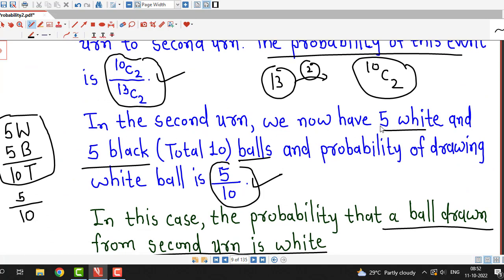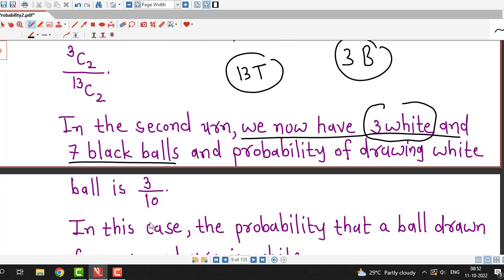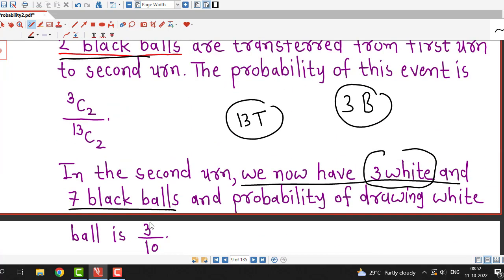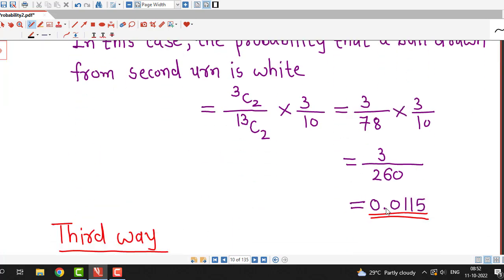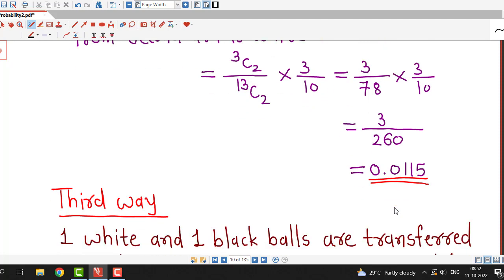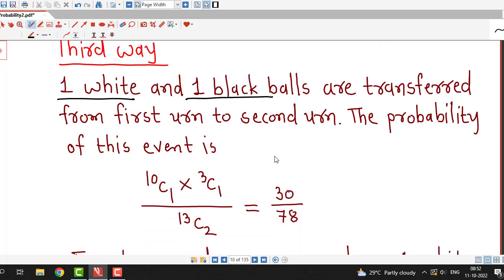In the second urn we now have 3 white and 7 black balls. So the probability of drawing a white ball is 3 divided by 10 because there are 3 white balls. After that I have to multiply these two probabilities, 3C2 divided by 13C2 into 3 divided by 10. So this probability is 0.0115. Similarly, the third possibility is that we select one white and one black ball from the first urn and transfer them into the second urn.